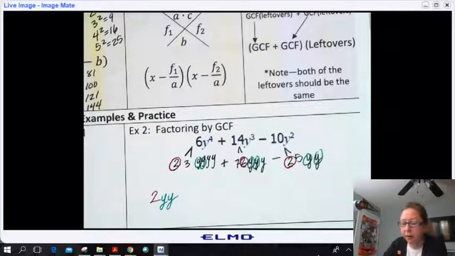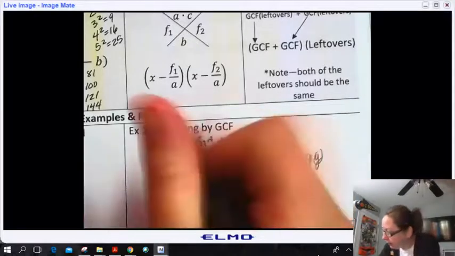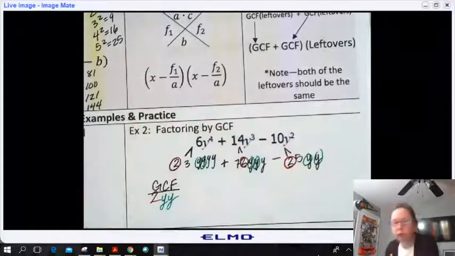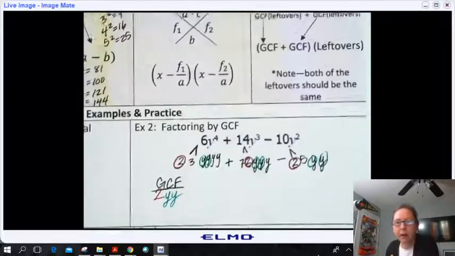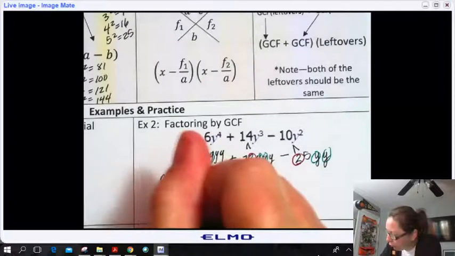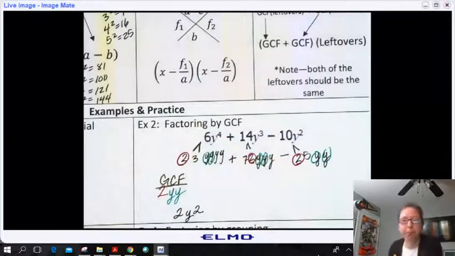So that is my GCF right here. Okay. GCF is 2 times y, which if I simplify that will give me 2y squared.